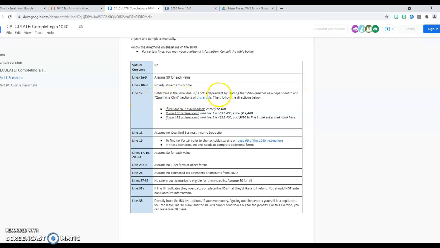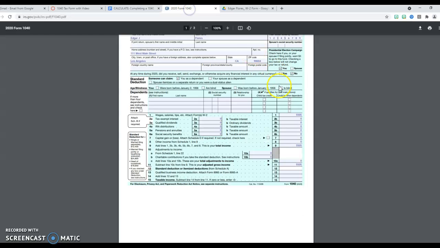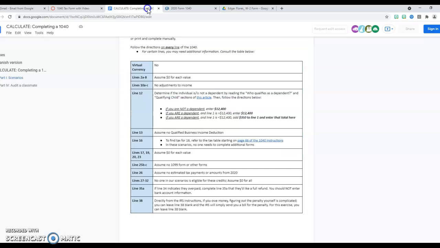If the individual is not a dependent by the rating, who qualifies as a dependent? Qualifying child. He is a dependent. It says if you are a dependent and line 1 is less than $12,400, add $350 to line 1 and enter that total on line 12. So we're going to take the 5505 and add $350 to it and put that amount on line 12. If I add $350 to it, I get $5,855. So always follow your directions when you're doing this. It'll tell you what to do on line 12.